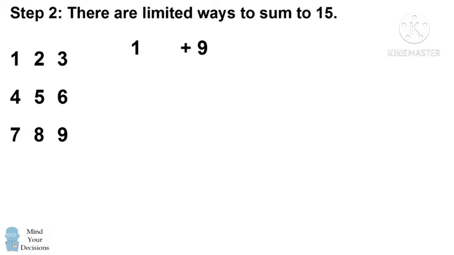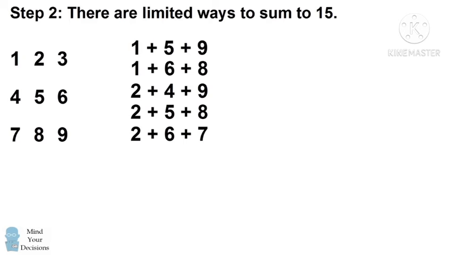At most, we could have 1 being paired with 9, which means the middle number would have to be 5. If we paired 1 with 8, then the middle number would be 6. So we can go through these possibilities and figure out there are only 8 distinct ways that we can get these numbers to add up to 15.